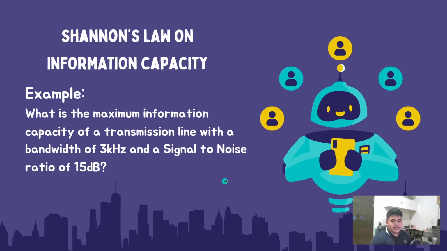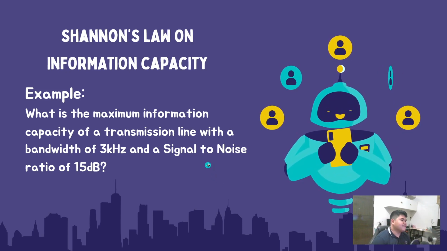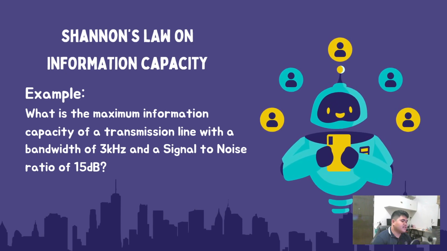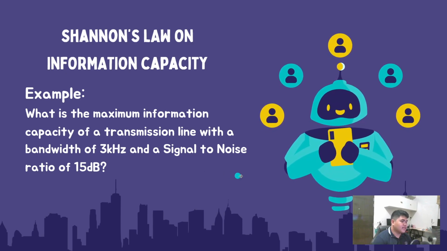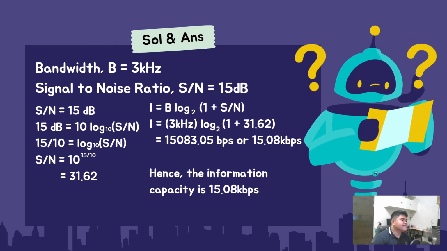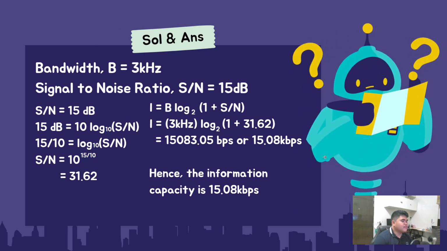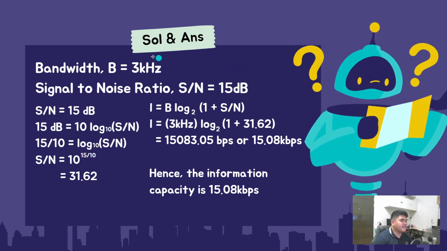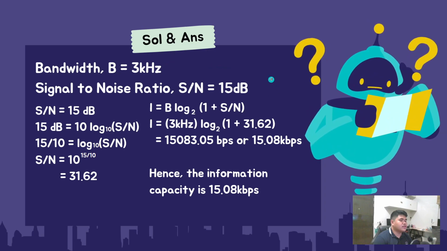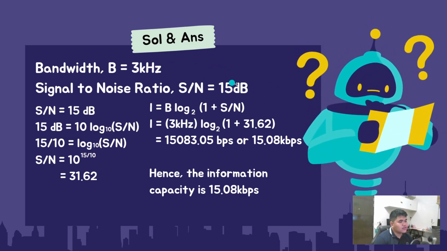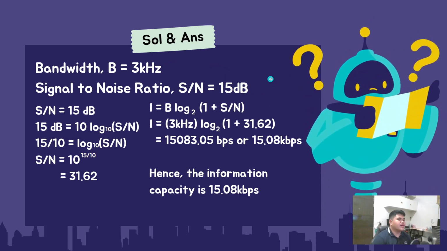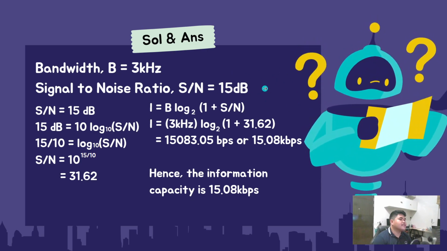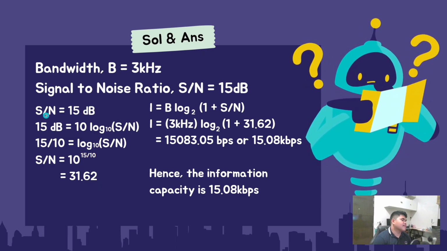The fourth example is, what is the maximum information capacity of a transmission line with a bandwidth of 3 kHz and a signal-to-noise ratio of 15 decibels? To solve for this, we first have to know what are the given. The given is bandwidth and signal-to-noise ratio. But as you can see, signal-to-noise ratio is in decibels. We have to turn this into its unitless form. Hence, we do the following.